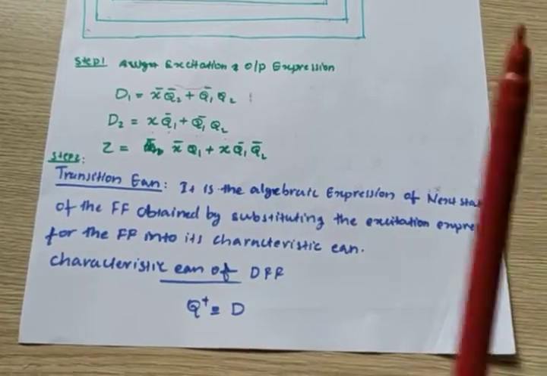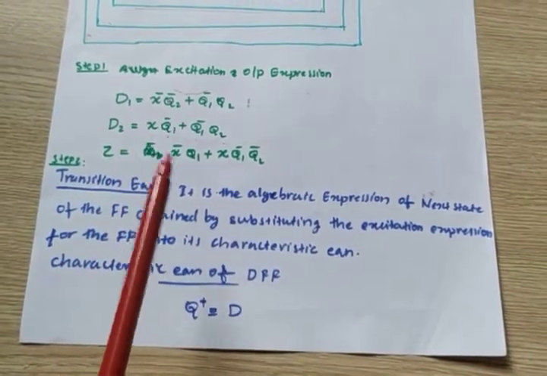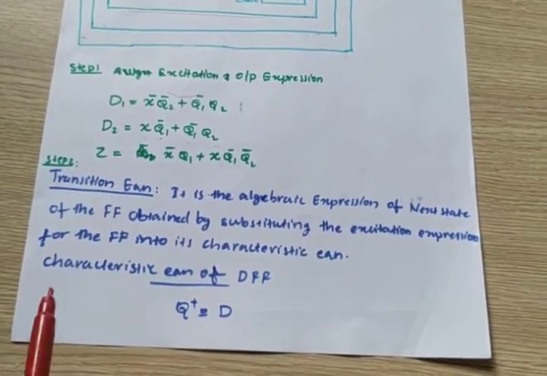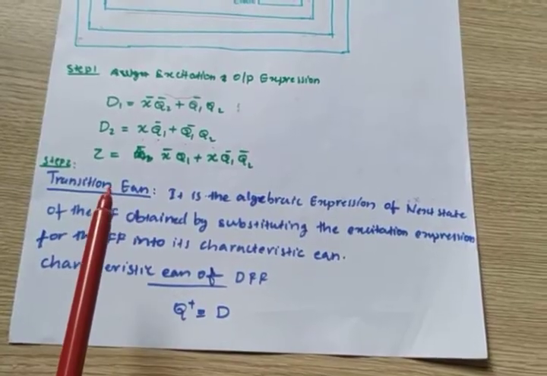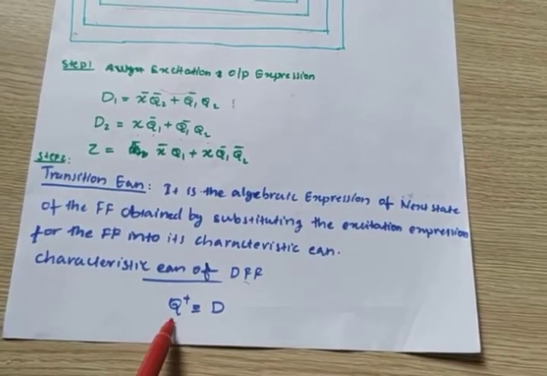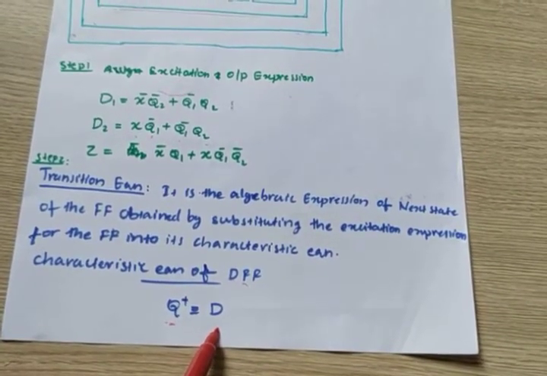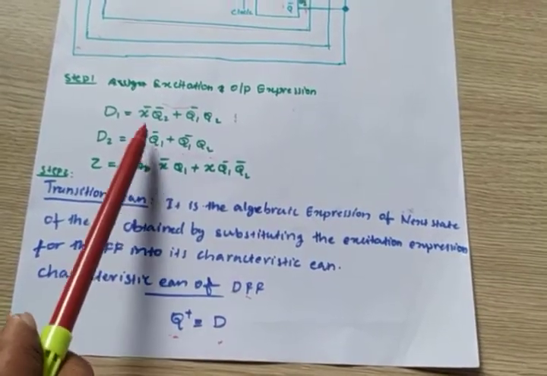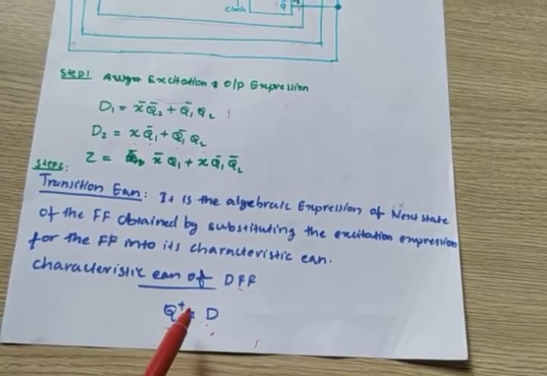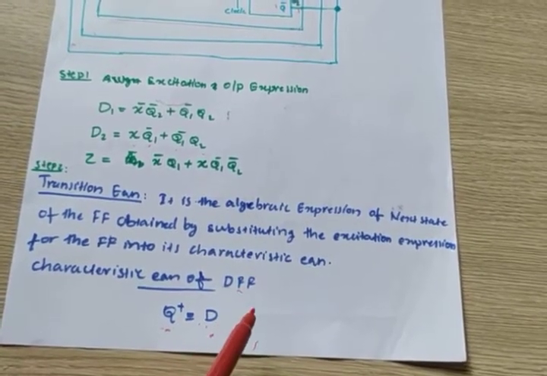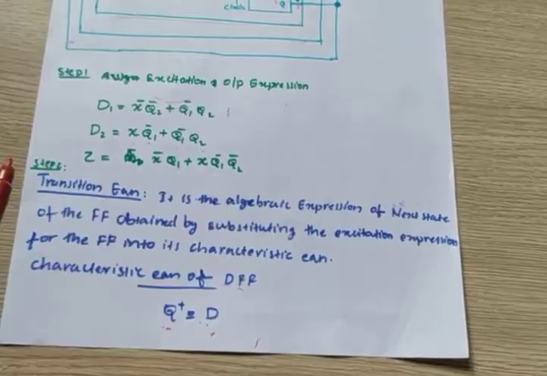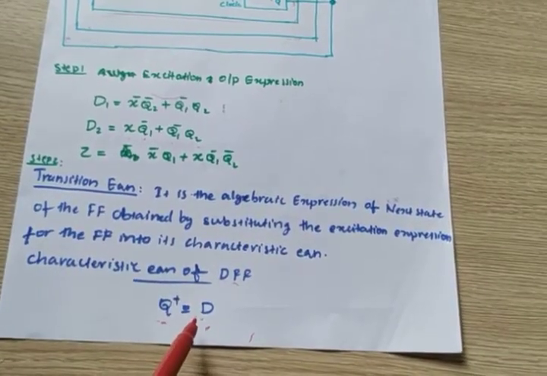So these are the excitation expressions, D1 and D2, right? Now you need the transition equation. For that you need the characteristic equation of the D flip-flop. The flip-flop here is D only. Instead of D you have to put D1. This is the general characteristic equation, so you put the excitation expression into it.